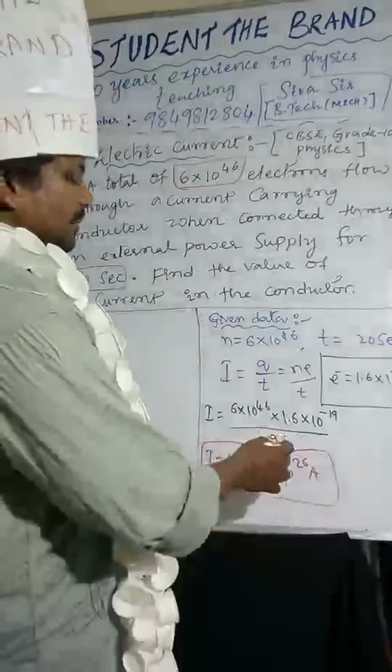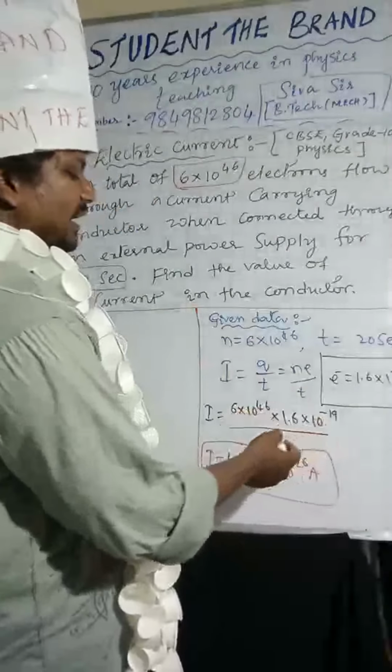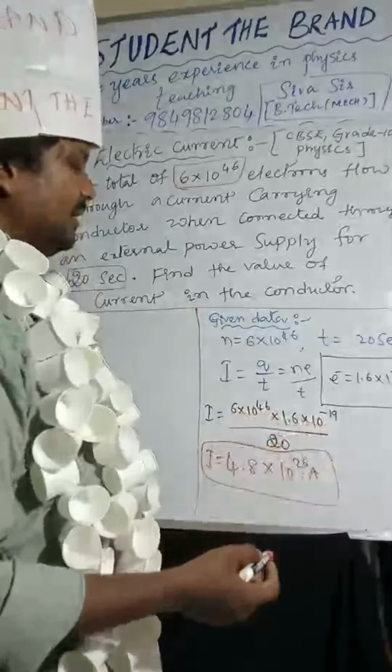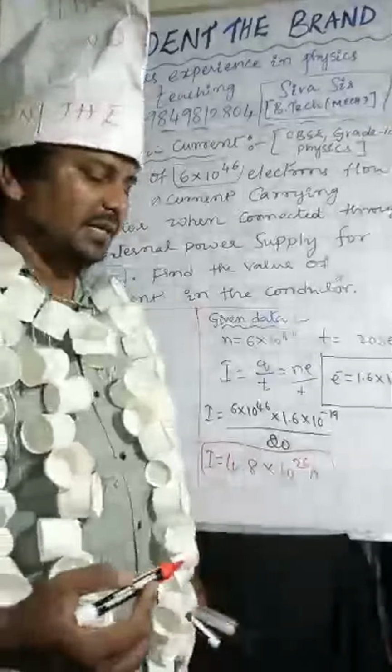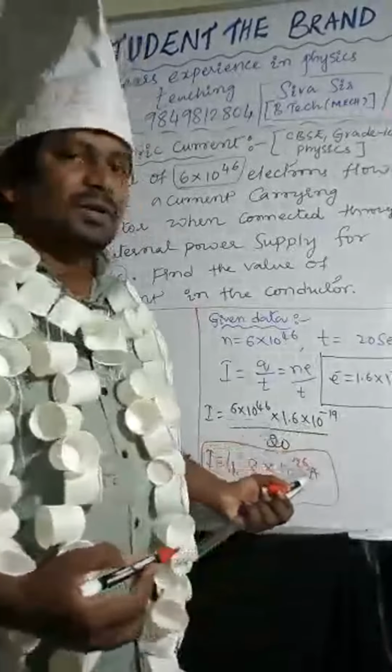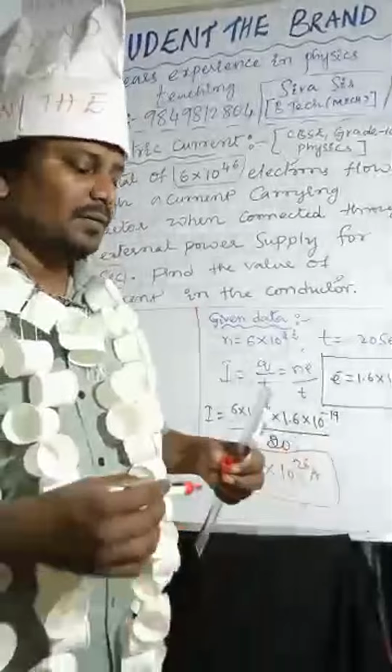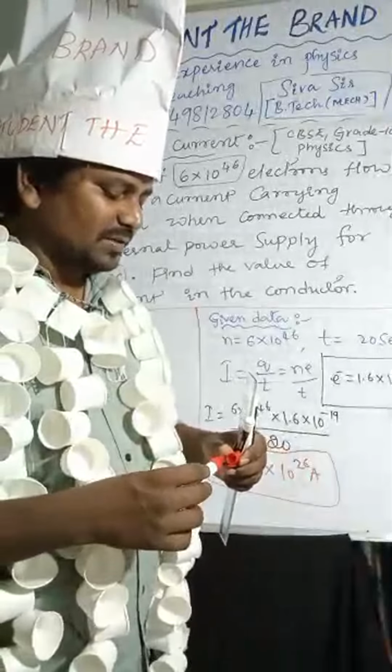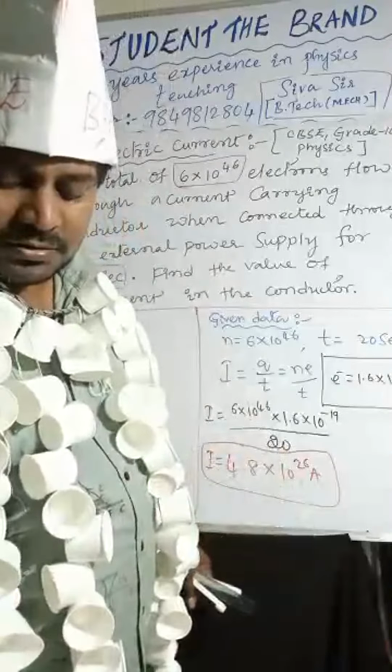So here you can multiply. See, this one we can cancel it. Like how much it will be? Minus 46 minus 19. You can do it. And so 1.6 into 6 you can multiply by 20. So if you do, you'll get the value. Check once. I hope it is clear to you all.